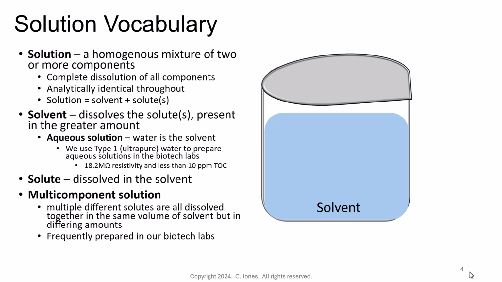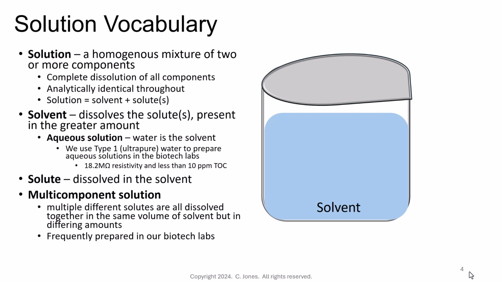And when we prepare aqueous solutions, we use type 1 ultra-pure water to prepare our solutions. Type 1 water has a resistivity of 18.2 megaohms, because essentially all of the ionic substances have been removed. There's nothing there to easily conduct electricity, so this water has a very high resistance to conducting electricity, and it has less than 10 parts per million, ppm is parts per million, total organic carbon. So TOC is total organic carbon.